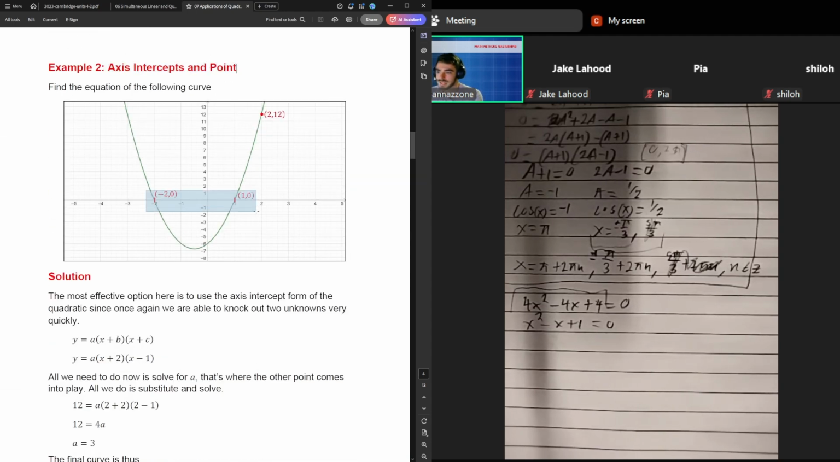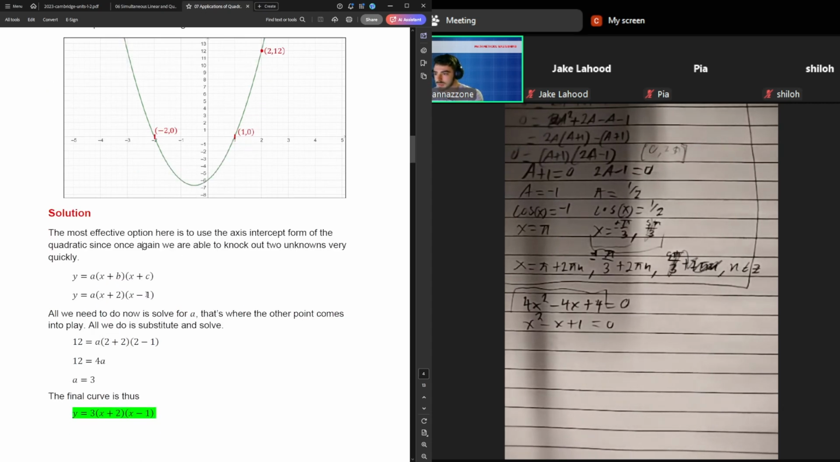If you have x-axis intercepts, then the best form for this would be the x-axis intercept form, right? Because if you have a cut at -2 and +1, the factors must therefore have been x plus 2 and x minus 1. Fairly straightforward there.